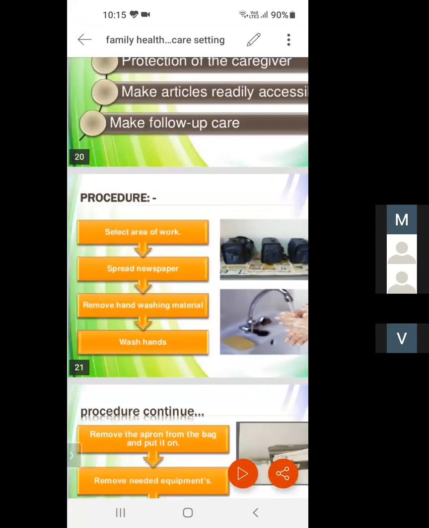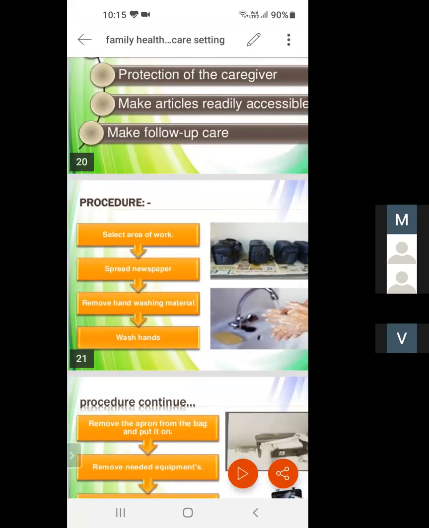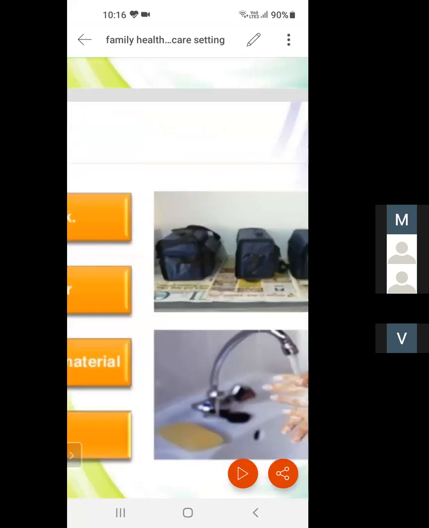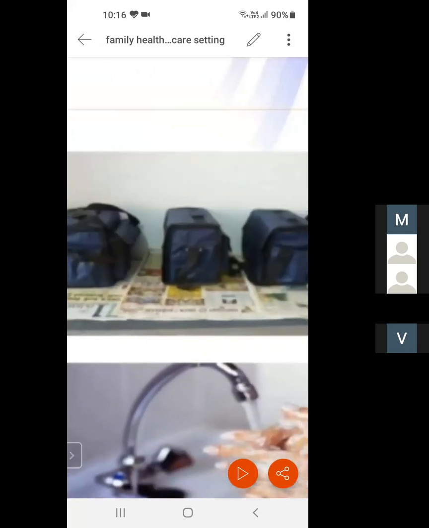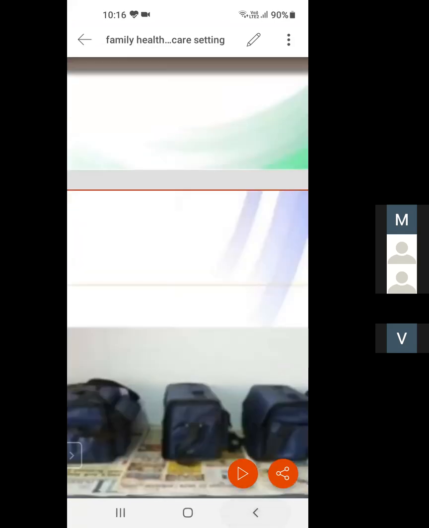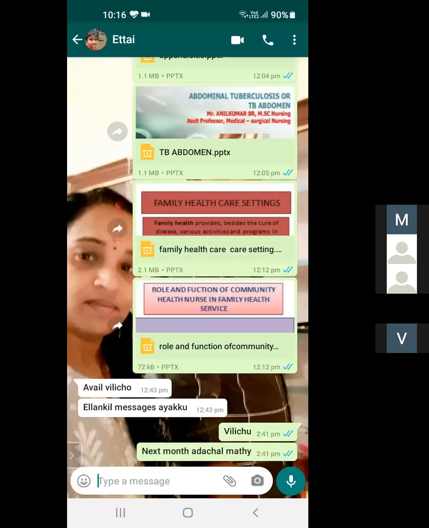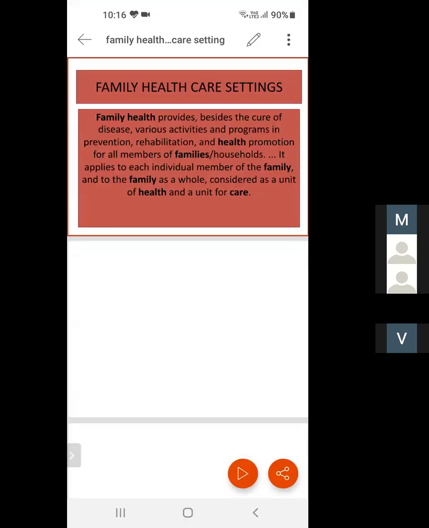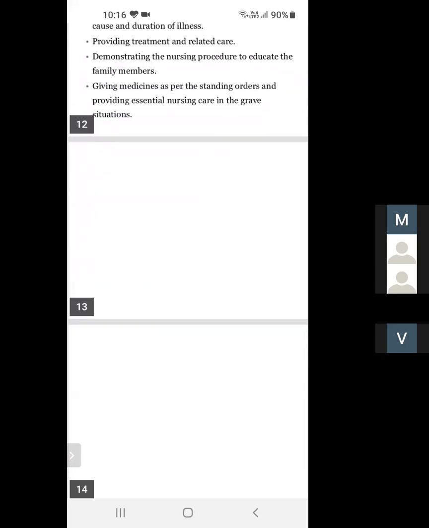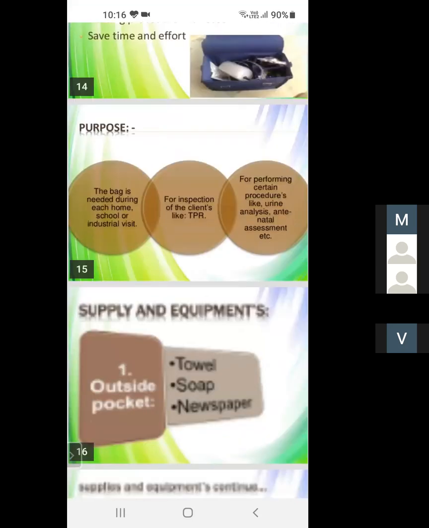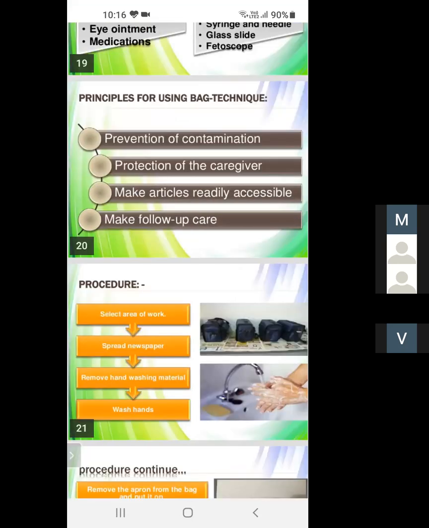That time we are taking the bag and we are going. Okay, procedure: select area, homework, spread newspaper. I will spread. I already told, spread one newspaper and put it in the bag. You can see here newspaper is there. Always, wherever we are keeping the bag, you should keep the newspaper, then you keep the bag under the newspaper. That is the procedure. Okay.